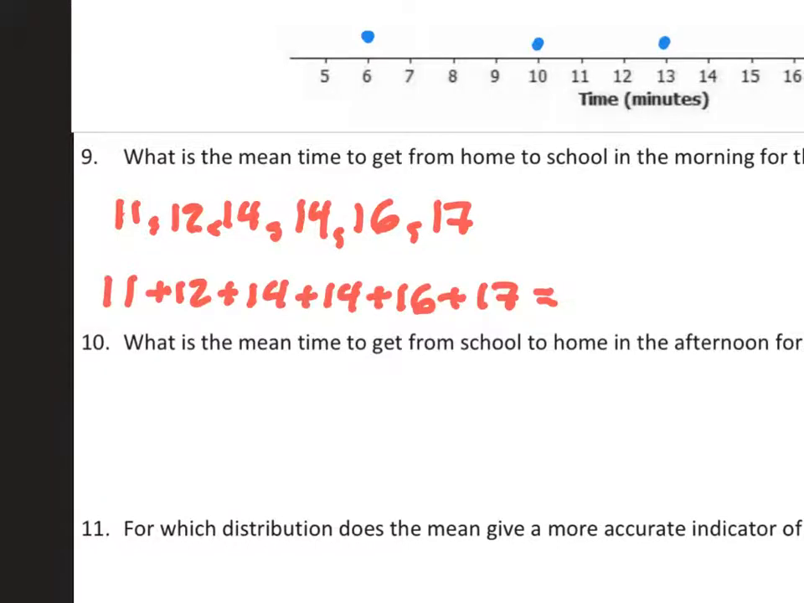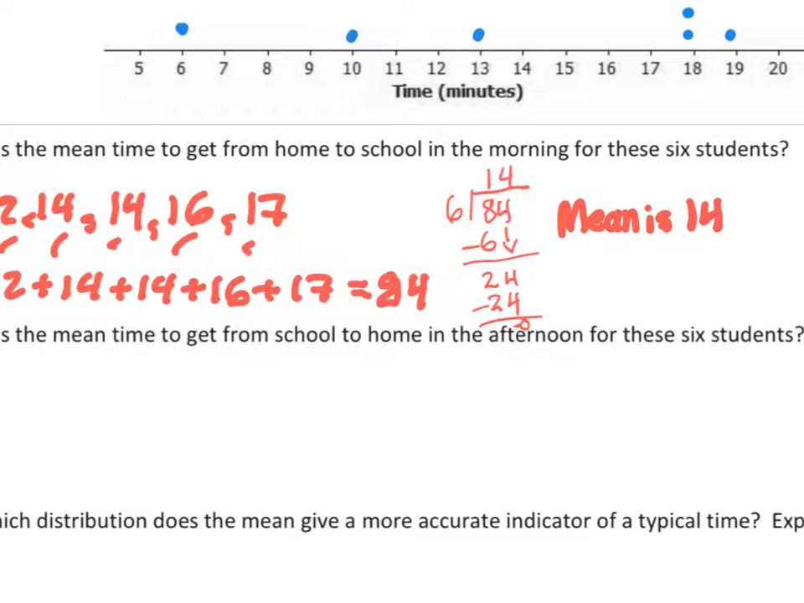The first thing you do is you add up all of your data points when you're looking for the mean. Wow, that was easy. And now you divide by how many data points you have in your data set: 1, 2, 3, 4, 5, 6. There you have it. The mean for the first dot plot that represents the times in the morning is 14.